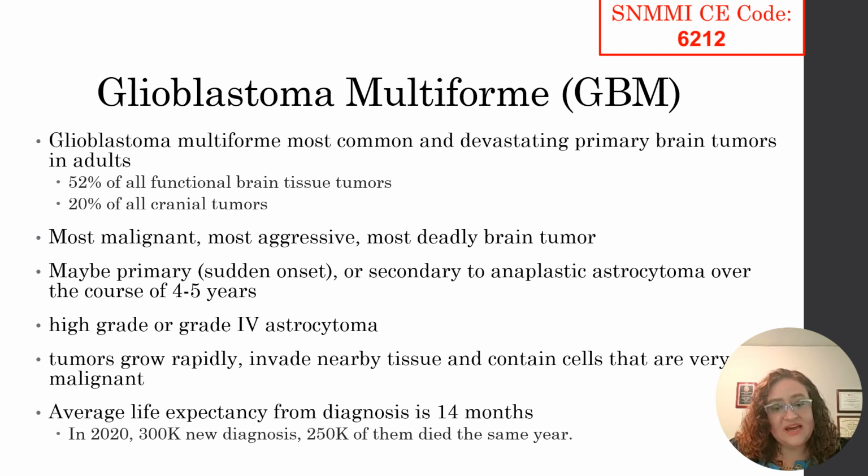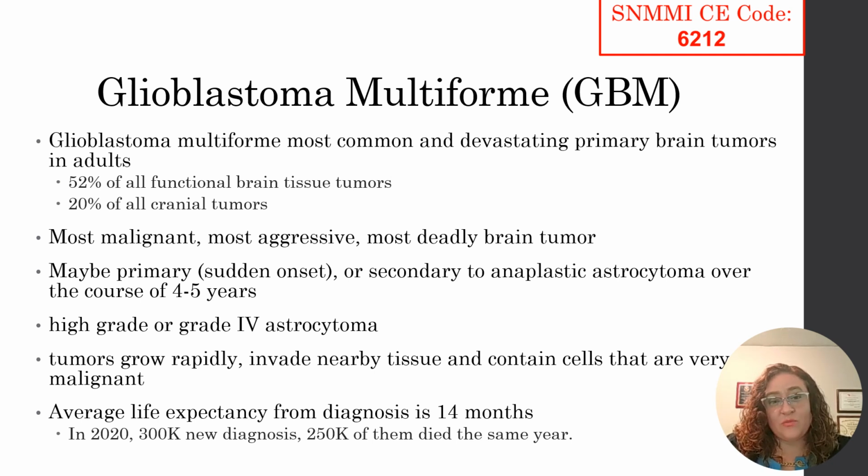So just to put that in perspective, in 2020, there were 300,000 new cases diagnosed of glioblastoma, and 250,000 of those patients died the same year. I'll do the math for you so you don't have to. That's 83%. So 83% of people that were diagnosed died the same year. And that includes everybody that was diagnosed in 2020, whether it was January 1st or December 31st. So obviously the people that were diagnosed towards the end of the year probably carried over into 2021 stats.